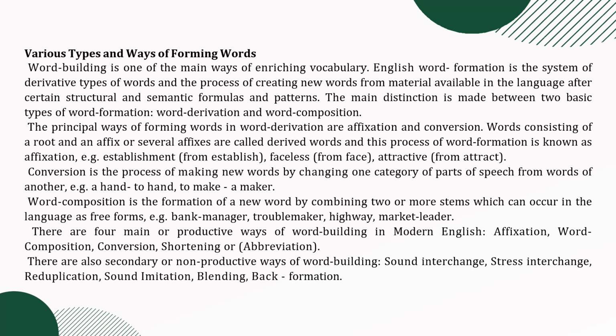language as free forms. There are four main or productive ways of word building in modern English. They are affixation, word composition, conversion, shortening, or abbreviation. There are also secondary or non-productive ways of word building: sound interchange, stress interchange, reduplication, sound imitation, blending, and backformation.